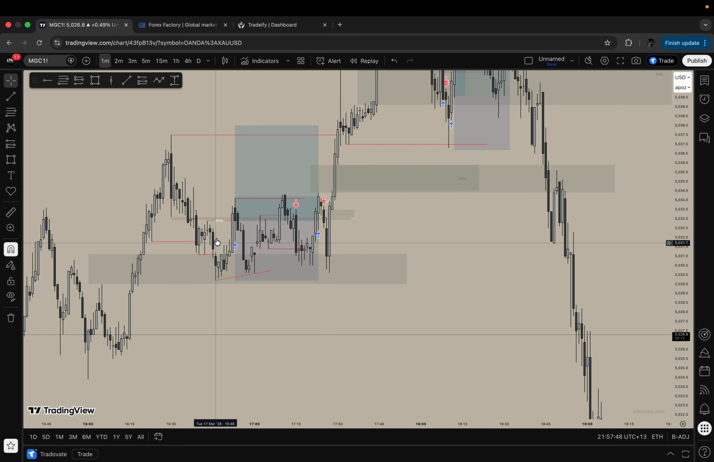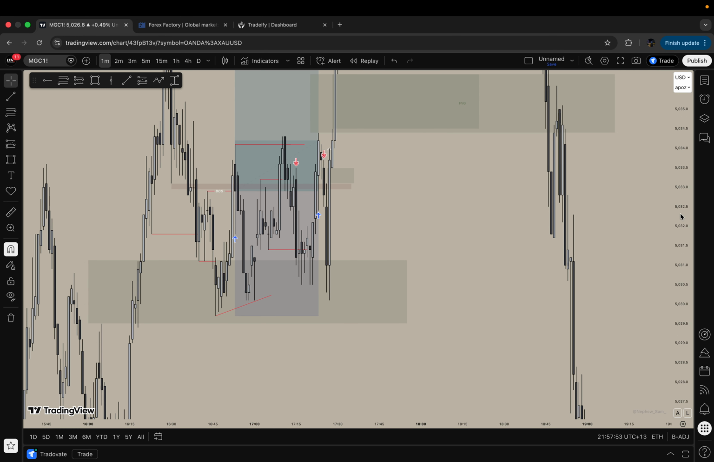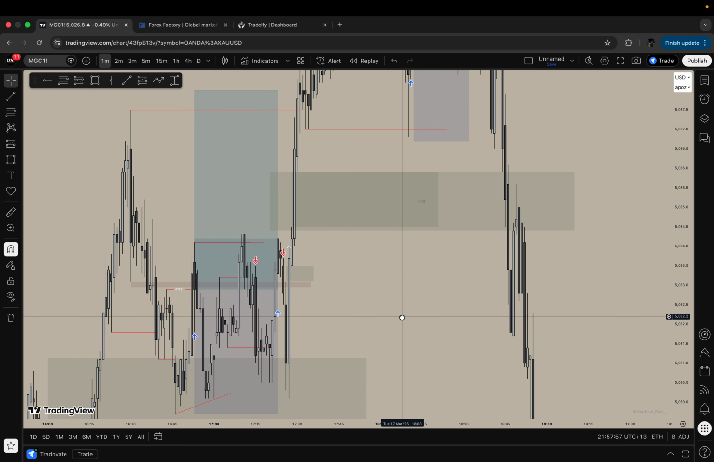Like over here, I was so patient on this trade. Trades are playing out, but I had to manage because of the reactions that price was giving me. We weren't continuing at all.